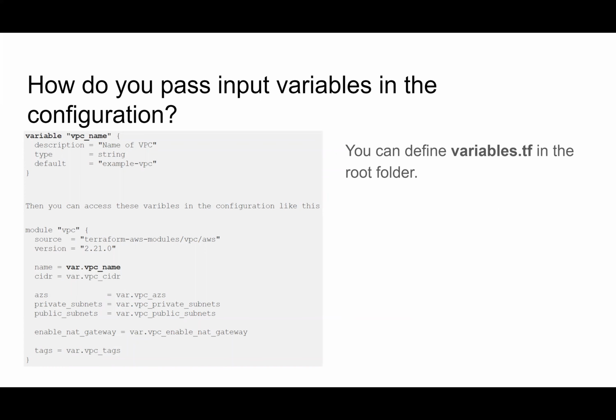How do you pass input variables into the configuration? Here's an example. Here we have a variable called VPC name, and then in the module, we're using var.vpc_name. So you can define a variables.tf in the root folder. I think that's a nice way of being able to read the variables that are being passed into the module.